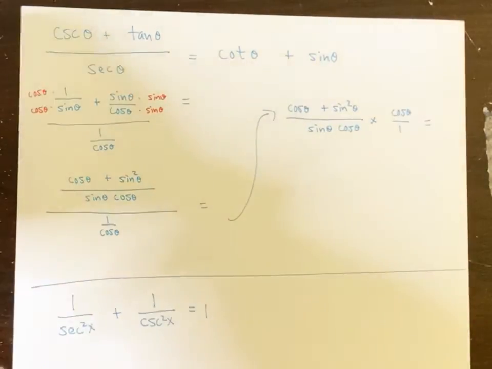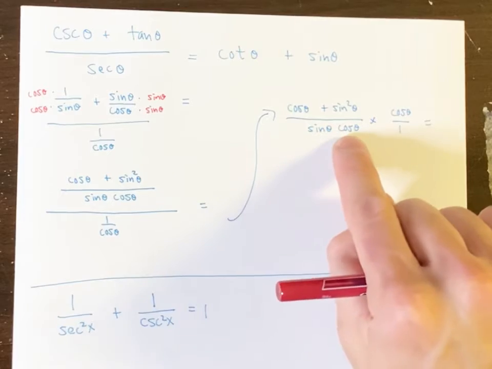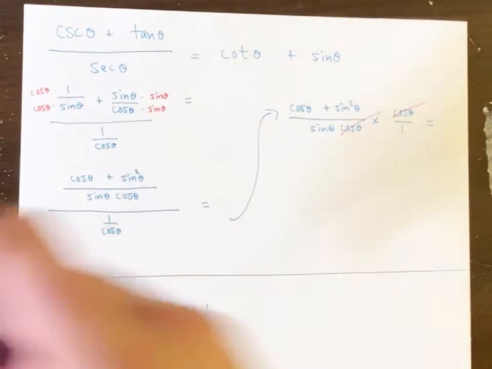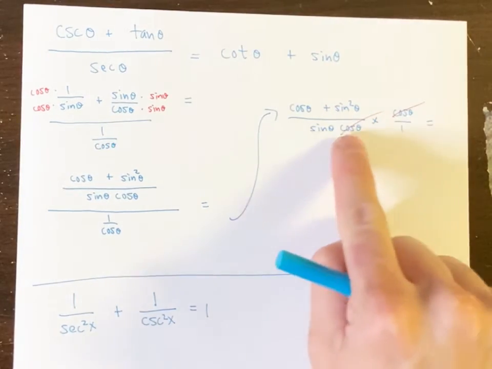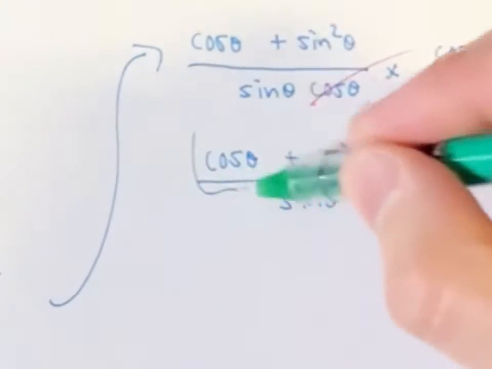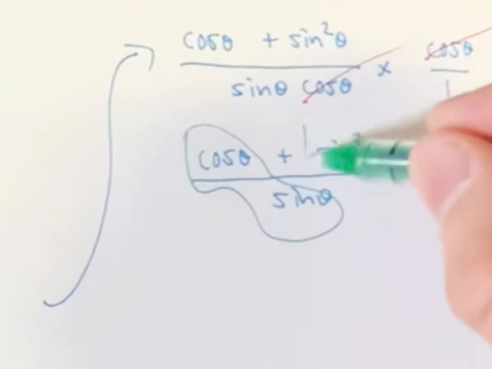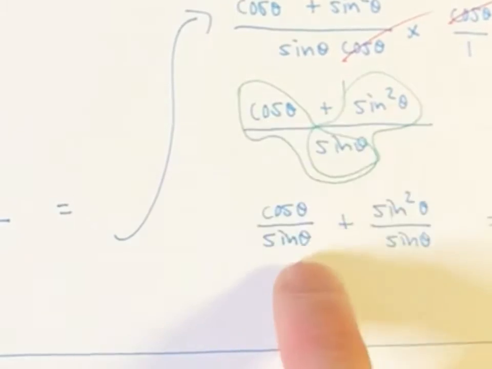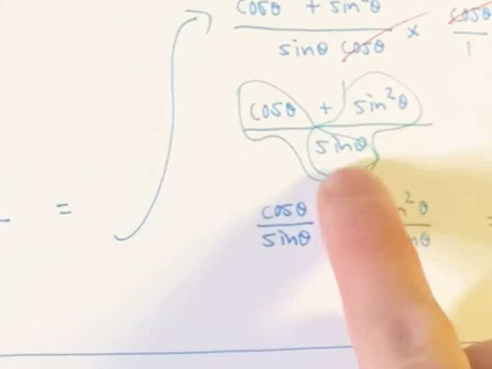Now watch what happens. We're multiplying, and this is sine times cosine. There's a cosine up there. These knock out. So all that's left is that over sine. What we can do is break up this one fraction into 2 smaller fractions like that. So that's cosine over sine plus sine squared over sine.